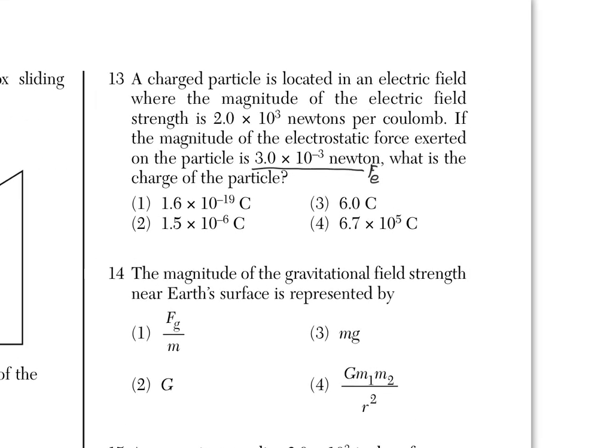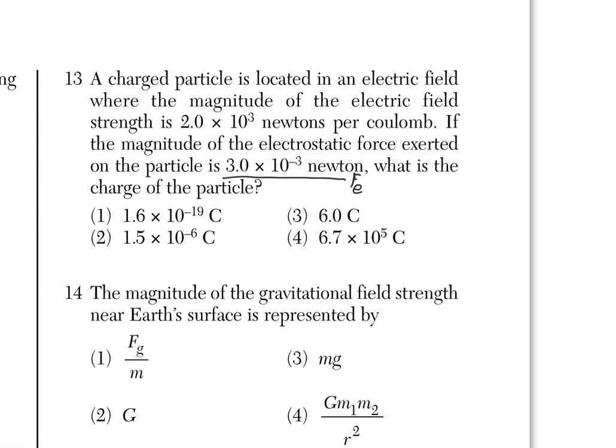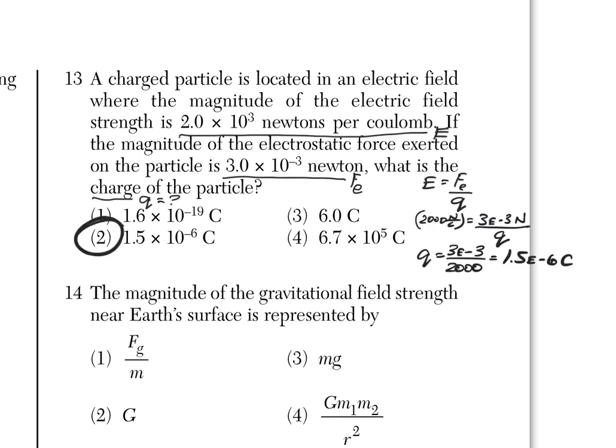This is going to be a calculation. And our formula is E equals F over Q. I know that because they give me the electric field strength, they give me the force, and they're asking for the charge. When I work the math, I get that the charge is 1.5 times 10 to the negative 6. And in this particular formula, charge comes out in coulombs. The answers are in coulombs, and so I'll leave it as it is.